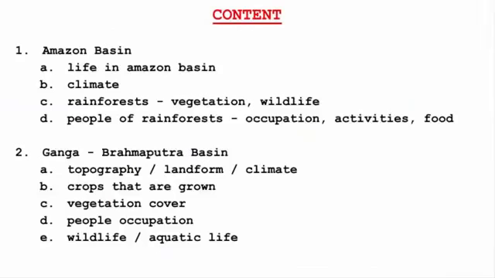So here is a brief content as to what we will be reading in this chapter. The two major topics that we will be covering in this chapter are related to the Amazon and the Ganga Brahmaputra Basin. As we go ahead, we'll be reading about all of these subtopics. So with no further ado, let's begin.